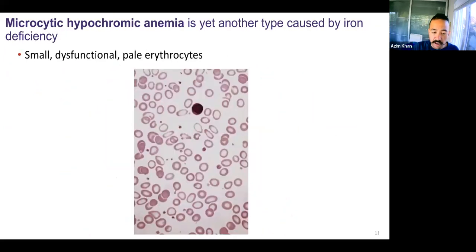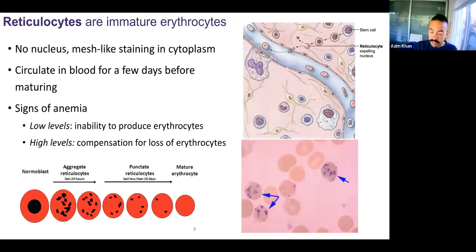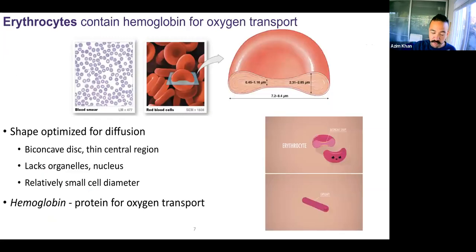Right, so those are the three types of anemia and what reticulocytes are. Reticulocytes are immature red blood cells, and then erythrocytes as a whole, what they do and why they're shaped the way they are. That's the first part. Next part, we'll go over leukocytes and platelets.